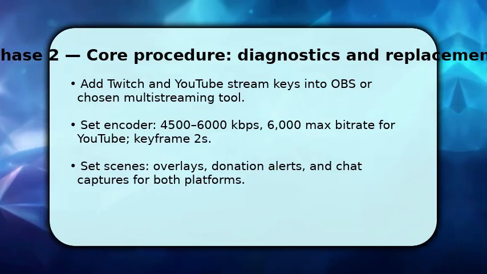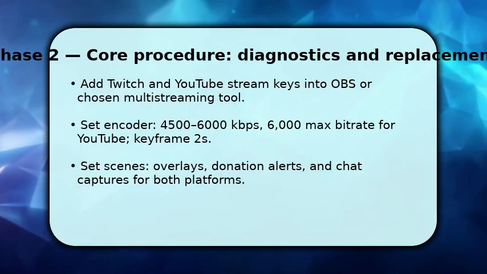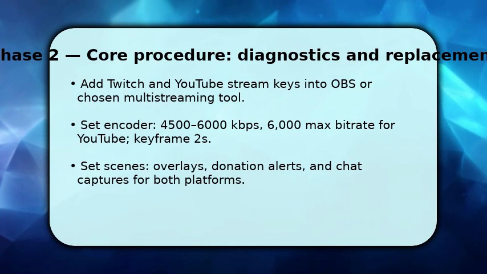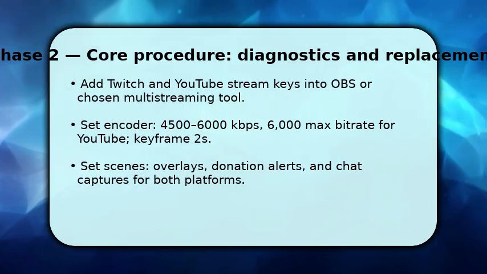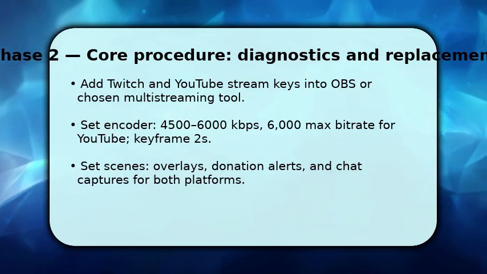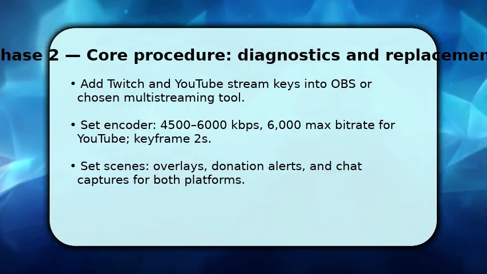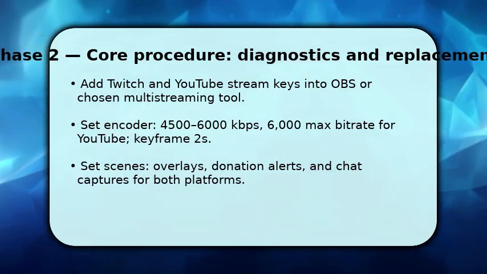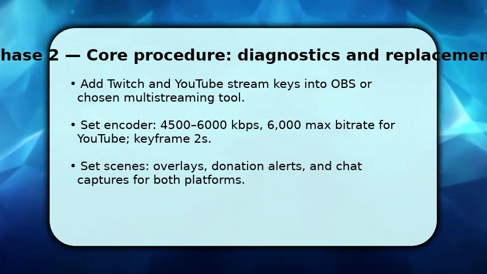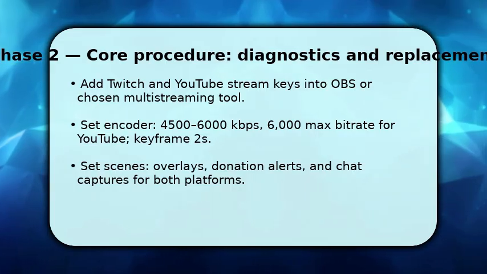Next, set bitrate around 500 to 6,000 kbps, use a 2-second keyframe interval, and pick a 16:9 resolution that matches your viewers. Once done, arrange scenes and sources so overlays and alerts display consistently on both streams. Also, test local recording to catch quality issues, and verify chat integration if you want cross-platform moderation.